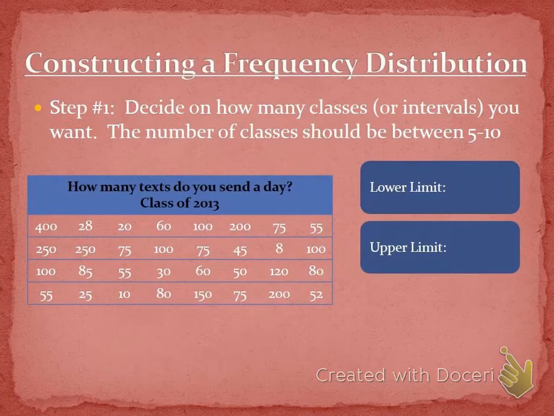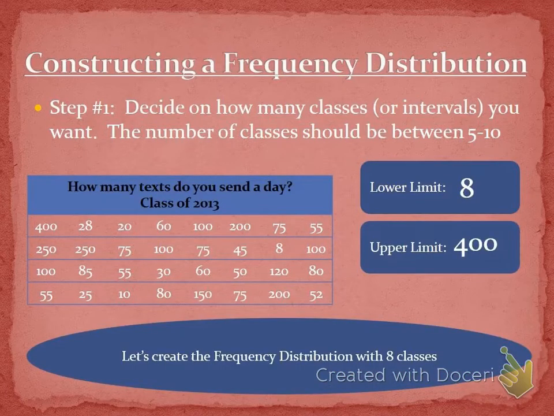So the first thing you're going to want to do is find out your total range, and we'll talk about range more later as a numerical calculation. Our smallest data piece is 8, so the fewest texts sent a day by a student is 8. And the largest is 400. So you want to take the highest and the lowest, and you want to subtract those.